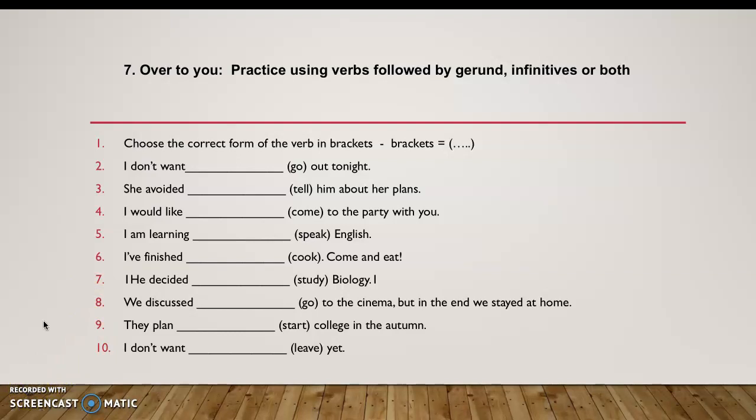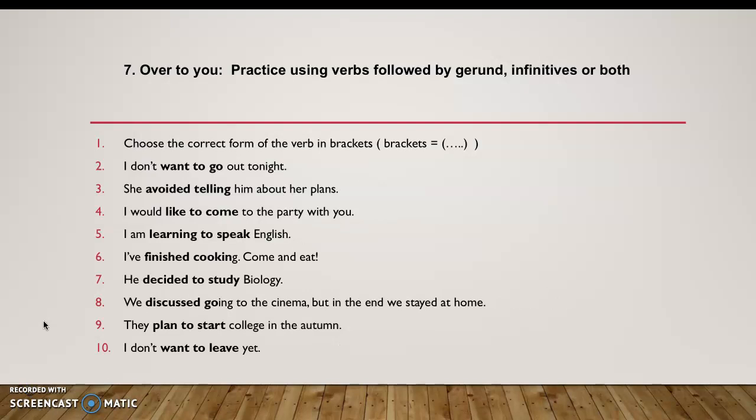Right, let's check your answers. Did you get the same? If not, if you made mistakes, it basically means that you need to learn those individual verbs that were in the previous slides that you saw.